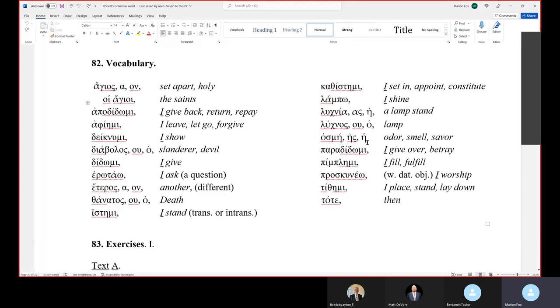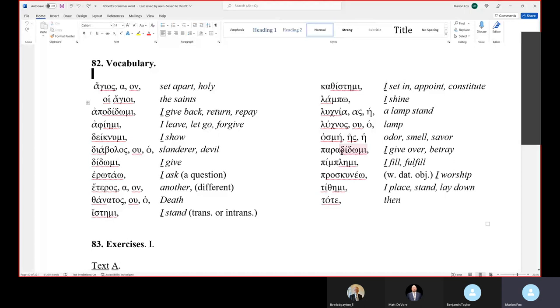Osme. And that is an odor, a smell. It's going to be sweet, depending on how it's defined. An adjective might define it for us. And we come to para. We had paradidomi over here, we had didomi here, now we have paradidomi over here. Again, it made an uppercase here for me, paradidomi, and para is beside, so it's paradidomi, beside. I give over, I betray. So this is the word for betray. When Jesus was betrayed by Judas Iscariot, he betrayed him, he paradidomi, he gave him over, right?